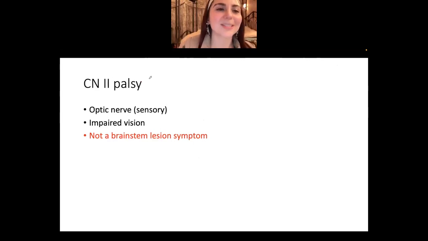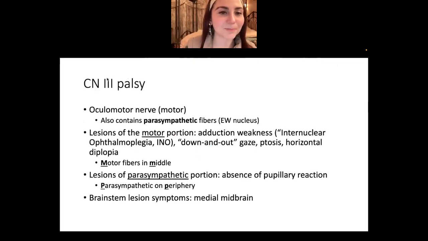So cranial nerve 2 palsy. Your cranial nerve 2 is your optic nerve. This is a sensory nerve. This is what allows you to see. And this is not going to be a brainstem lesion either. There is tons of stuff that goes into sight and seeing, and that's going to be something later because the eye is very, very complex. But again, all this to say, we're not talking about these today because these are not part of the brainstem.